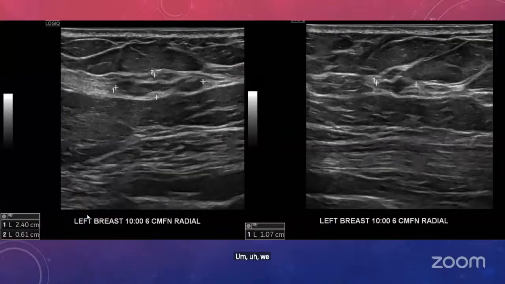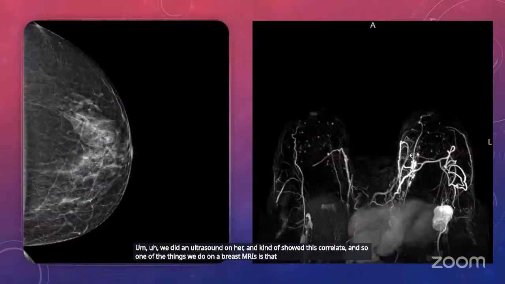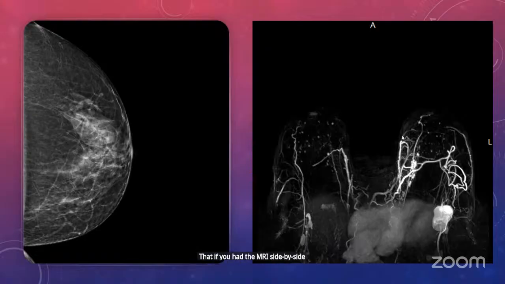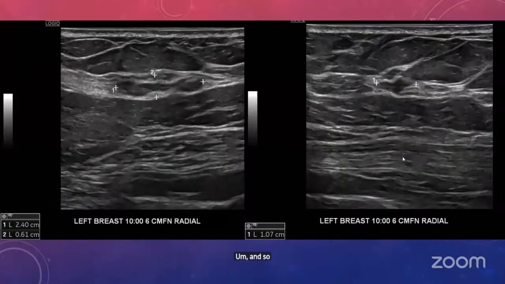We did an ultrasound on her and showed this correlate. One of the things we do on breast MRIs is that if you feel like your initial assessment wasn't targeted enough, and you have the MRI side by side, you could find an area on ultrasound or on mammogram. We do oftentimes send patients back for what we call an MRI-directed second look ultrasound or an MRI-directed diagnostic mammogram, which helps out a lot.